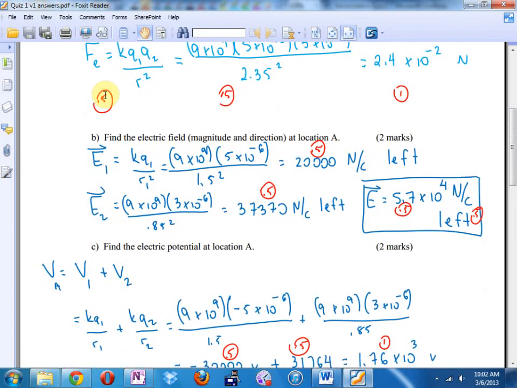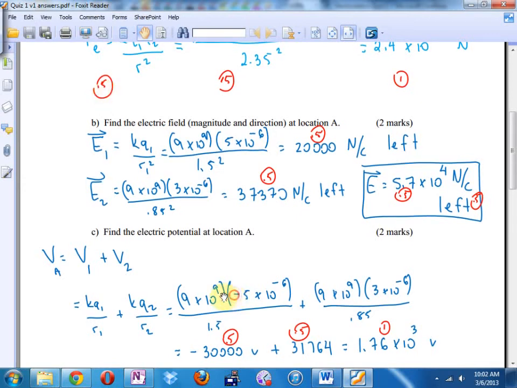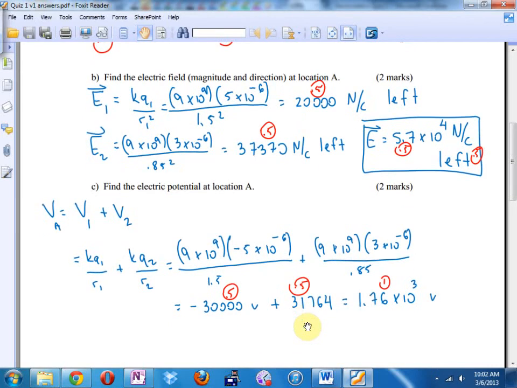How am I going to do that? Well, voltage is KQ1 over R. Voltage is a scalar. Terry, put the signs in for scalars. So I actually end up with a negative voltage from the left-hand charge, a positive voltage from the right-hand charge, and when I add them together, I get 1.76 times 10 to the 3rd volts. You get 1,764, but to 2 or 3 sig figs, 1.76 times 10 to the 3rd volts. That means at location A, every single coulomb of charge that you put there has 1,764 joules of energy. That's what voltage is saying.